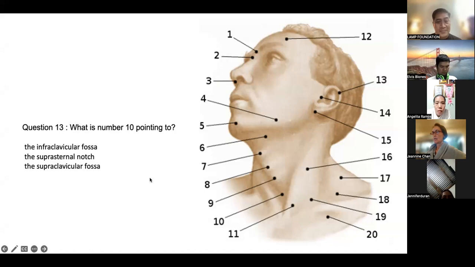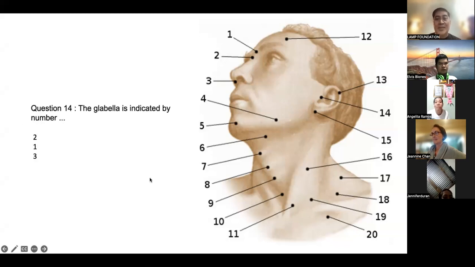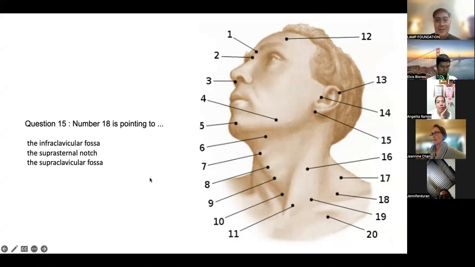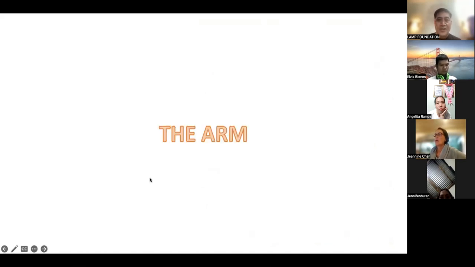The suprasternal notch. Do you know the point that we usually put? Acupuncture point. Have you tried? Yan po yung, basta alam ko yun, yung pinapaturo ko yan sa inyo, Doc, para sa thyroid, di ba? Okay. Number 14, the glabella is indicated by number? Number 1, Doc. Very good. Number 18 is pointing to what? Number 18 is the supraclavicular fossa.